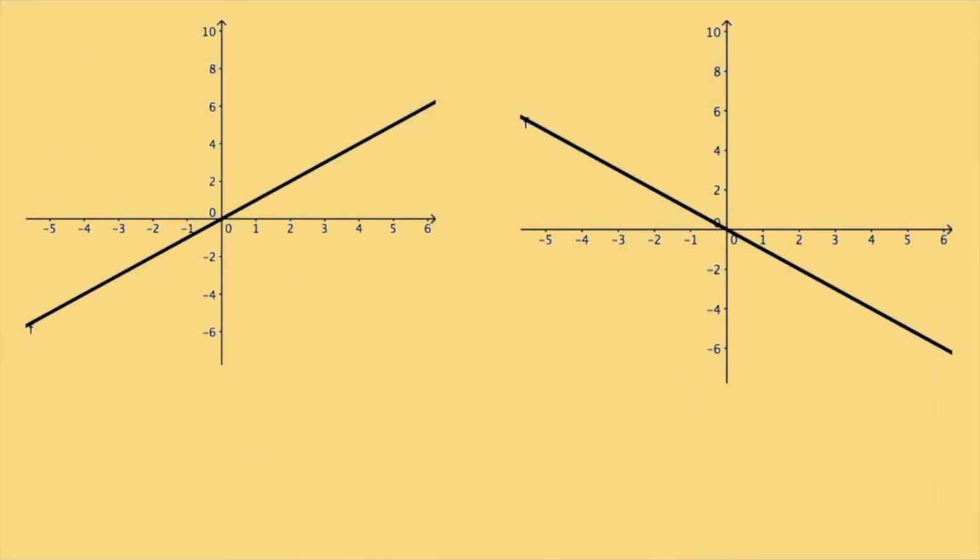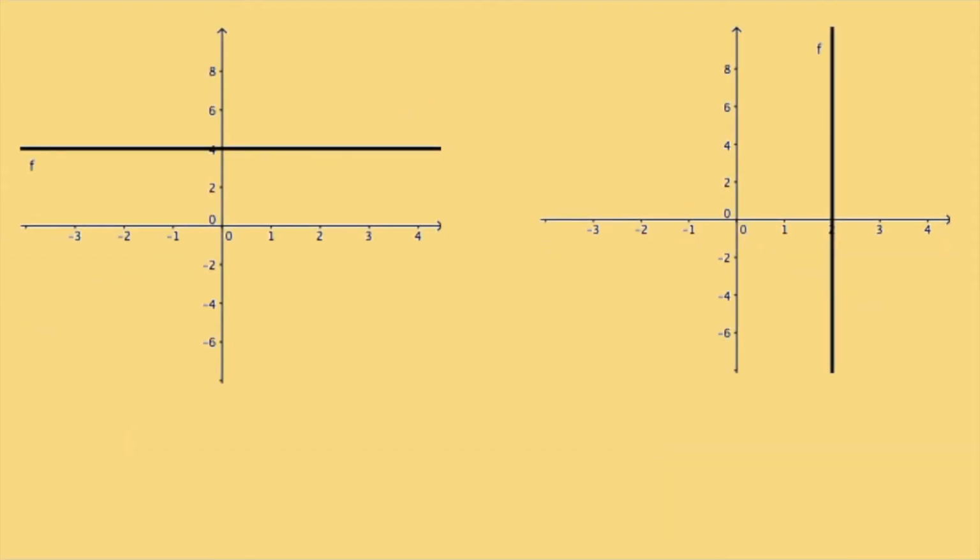Now, let's put this into perspective with some graphs. Our slope on the left would be considered a positive slope since it is slanting upwards. Our slope on the right would be considered a negative slope because it is slanting downwards. So let's get on into our next 2 examples. Now our slope on the left would be a zero slope because our line is horizontal, and the slope on our right would be an undefined slope because the line is vertical.